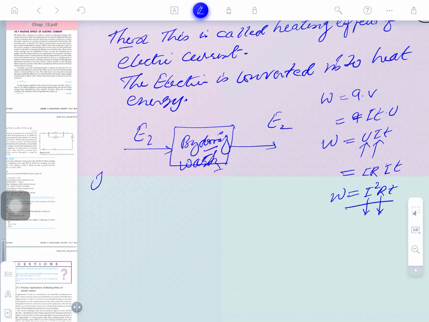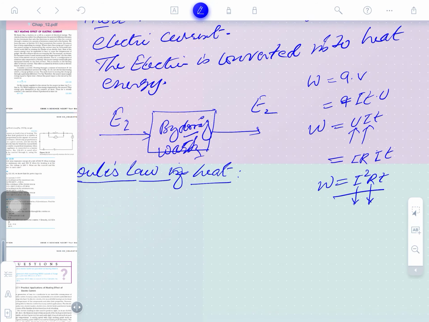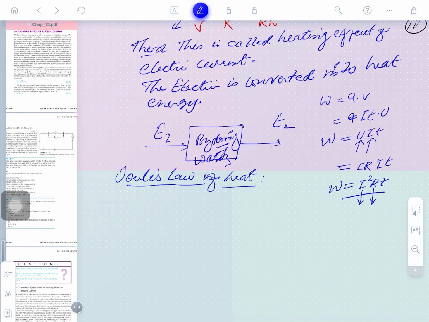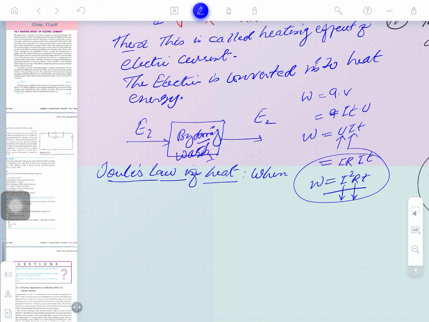So, what is Joule's law in heating? Please go on writing, guys, Joule's law of heat. Actually, what is Joule's law of heat? For heat production, go on writing: when electric current passes through a conductor, the heat develops on the conductor. Go on writing the definition.